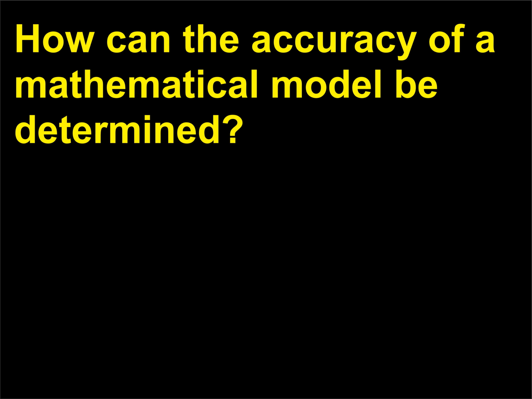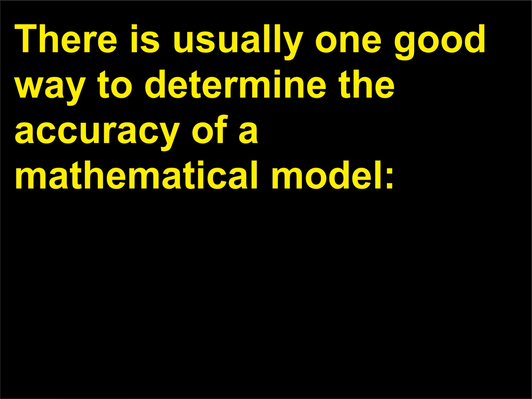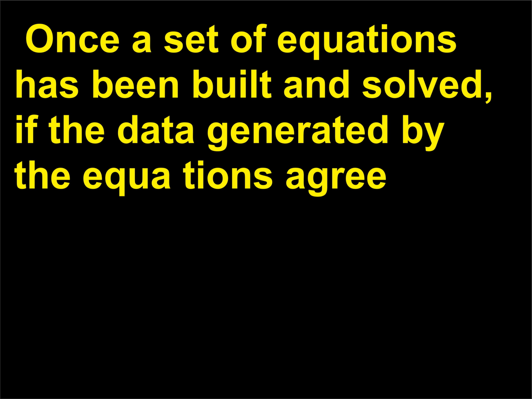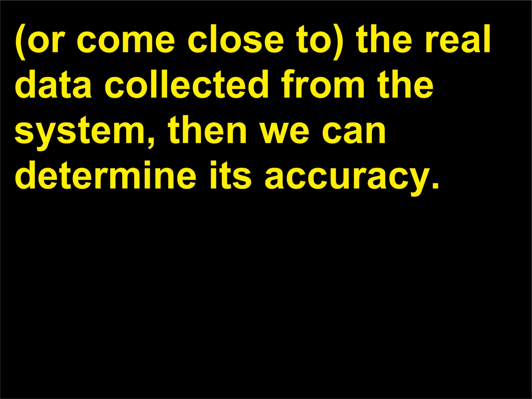How can the accuracy of a mathematical model be determined? There is usually one good way to determine the accuracy of a mathematical model. Once a set of equations has been built and solved, if the data generated by the equations agree or come close to the real data collected from the system, then we can determine its accuracy.